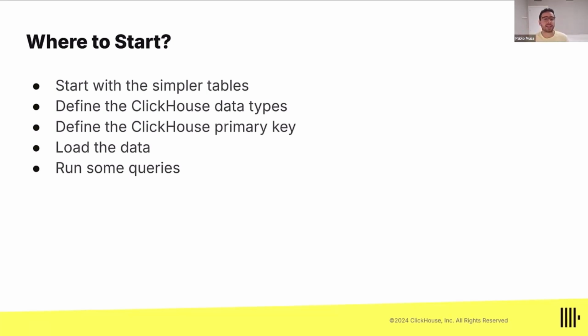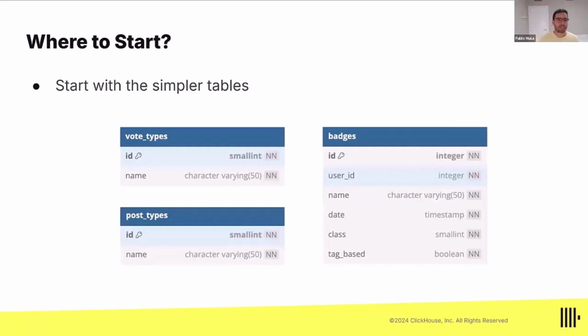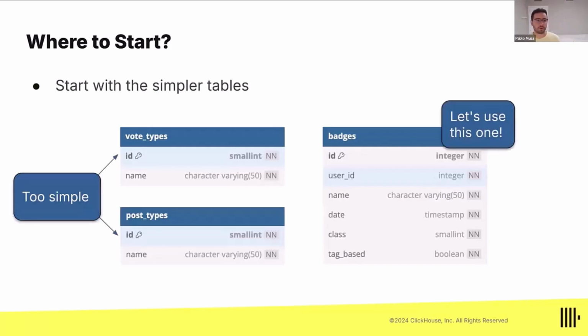Define the ClickHouse data types. I had defined them previously, and I'm going to walk through. Define the primary key. What is a primary key? Is it a unique thing? Load the data, run some queries. Let's go. So here are some tables: vote types, post types, badges. Vote types and post types are just too simple. So let's get badges. I think this is a good one for us to give it a try.